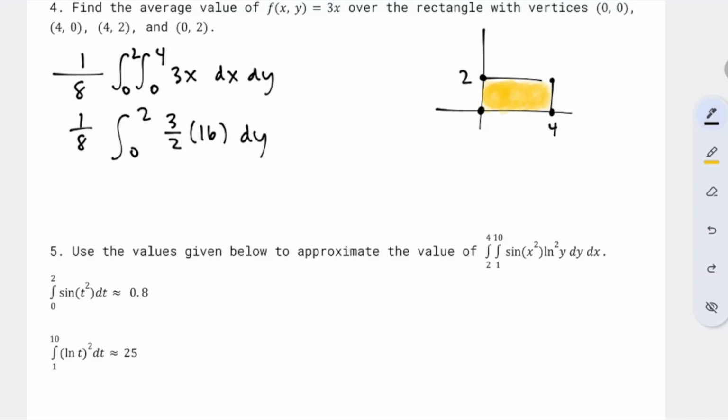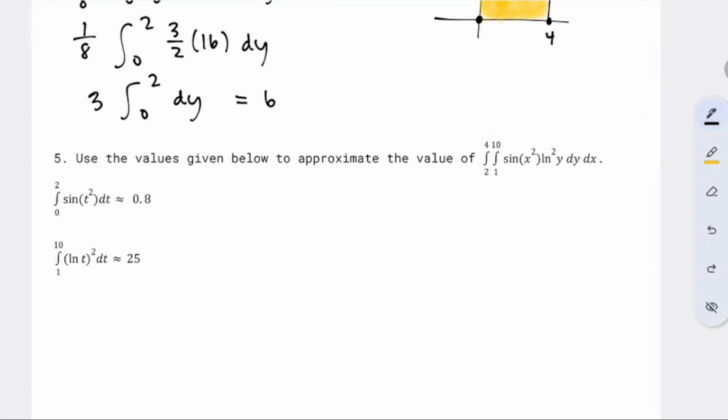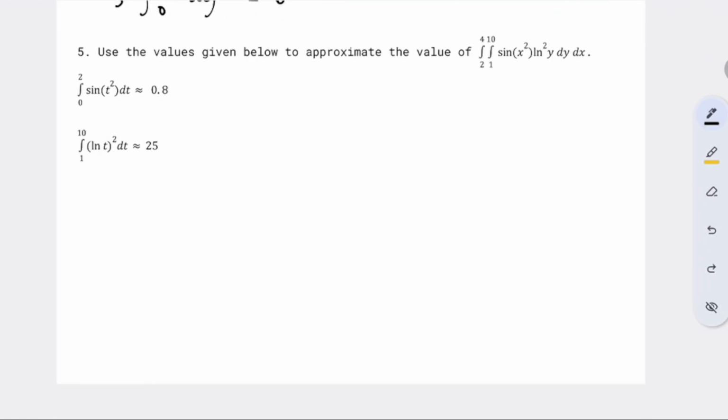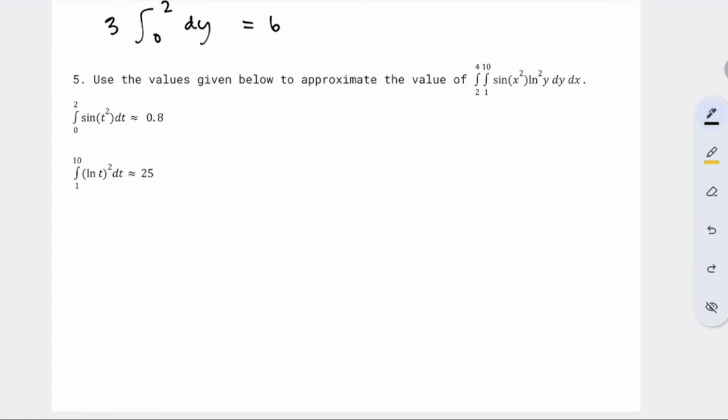3 halves of 16 is going to be 24. 24 divided by 8 is 3 times the integral from 0 to 2 of dy. And then I would have 3 times 2 is going to equal 6. Okay. And then we're going to use the values given below to approximate the value of this double integral.